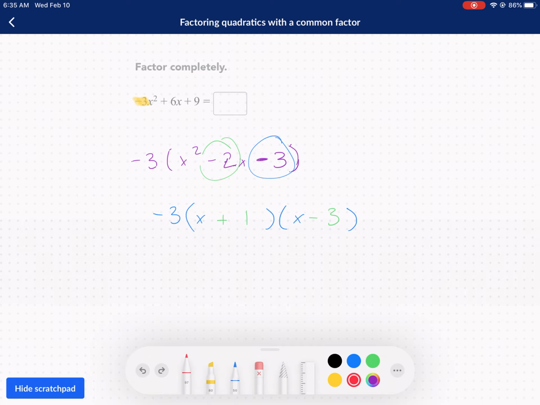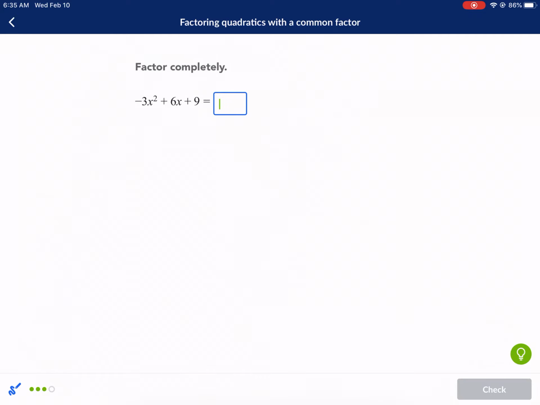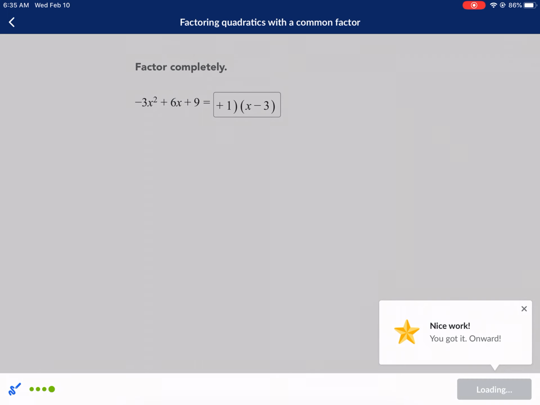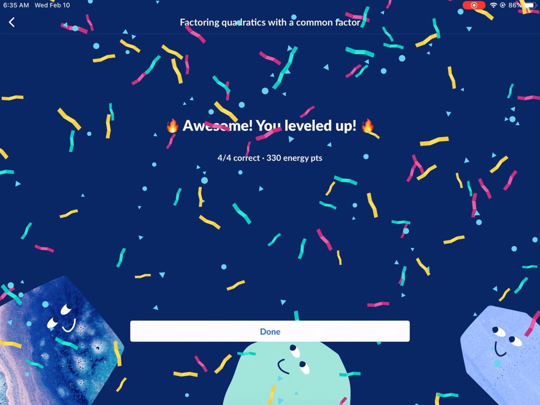So negative 3 times x plus 1 times x minus 3. I think that's right. Don't check it, chance it. There we go, 100%. I know you'll be hearing that sound.